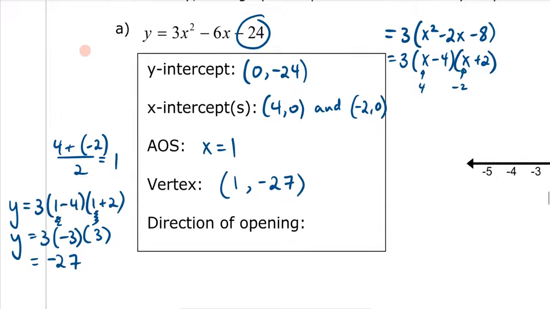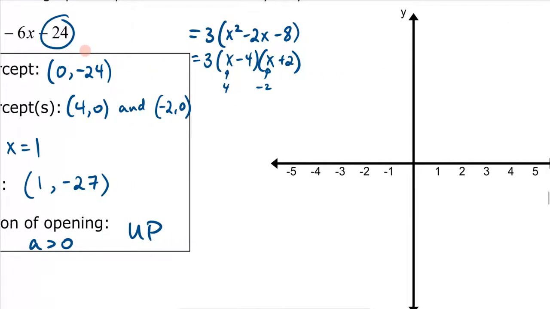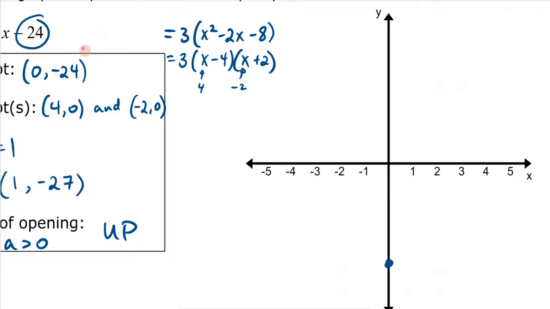Direction of opening. A value is positive, so A is greater than 0. That means it's going to open up. And now I can draw my parabola. So my parabola here will be down here. Negative 24 is my y-intercept. I have a vertex at 1 and negative 27.